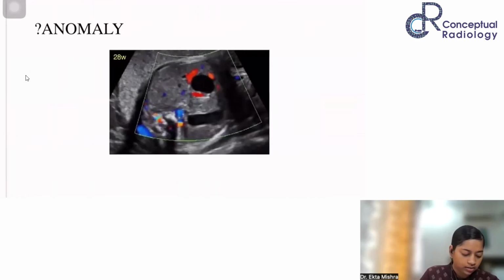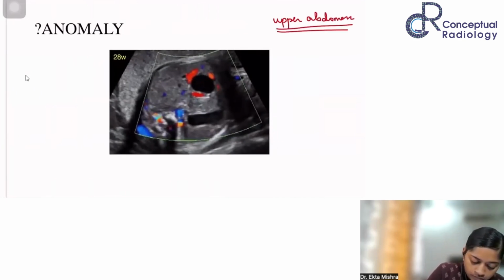Now this is a question for you. This is a section through the upper abdomen. This is the left side of the baby, right? 28-week gestation.